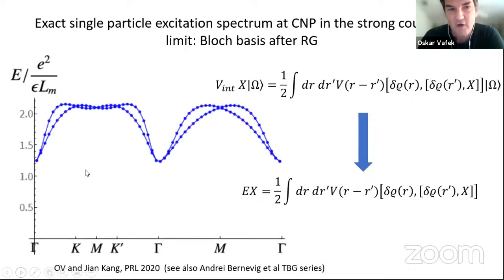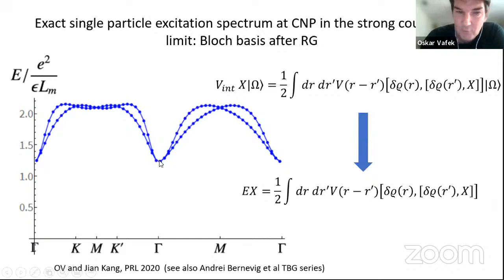What we find is the following: at the charge neutrality point, for the results of the RG that I showed you before for the wave functions, we find that adding a single particle or single hole to the problem is gapped. So all the states that I showed you that belong to this U4 manifold are gapped. So they're insulating states. That's not so surprising because we solved the strong coupling problem. But, and of course, the size of the gap is set by the Coulomb scale, which is set by the dielectric constant of the environment and the moiré period, Lm.